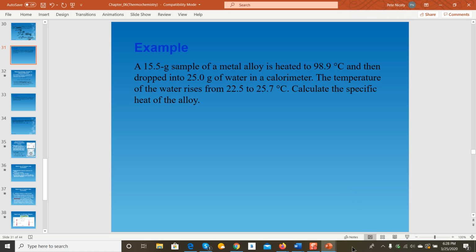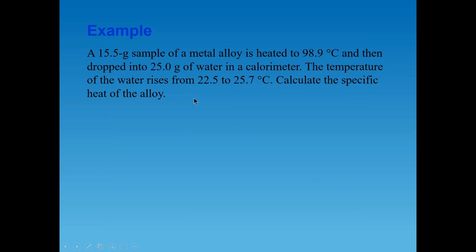Okay, so let's move on to another example here. According to this question, you have a 15.5 gram sample of a metal which has been heated to 98.9 degrees Celsius, and then it is dropped into 25 grams of water in a calorimeter. The temperature of the water rises from 22.5 degrees Celsius to 25.7 degrees Celsius. And the question is asking you to calculate the specific heat of the alloy.